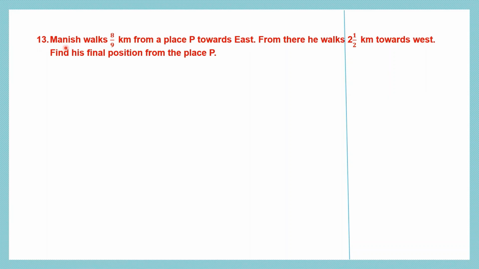Question 13. Manish walks 8 by 9 kilometers from a place P towards the east. From there, he walks 2.5 kilometers towards the west. Find his final position from the place P. Now, we'll have to go very carefully with this question. We need to understand it. So, let's look at the first sentence. Manish walks 8 by 9 kilometers from a place P towards the east. So, the first statement is, distance Manish walks from a place P, which is 8 by 9 kilometers. It's already given to us.